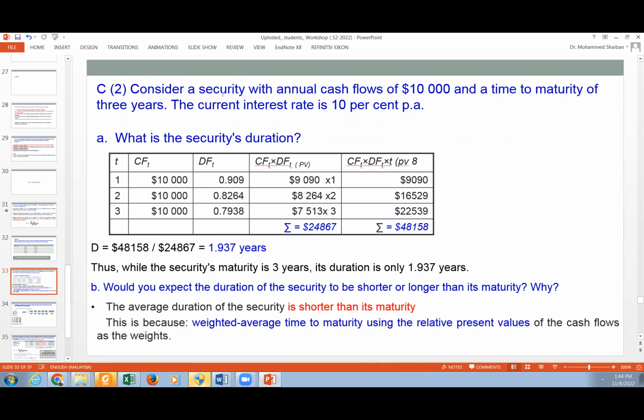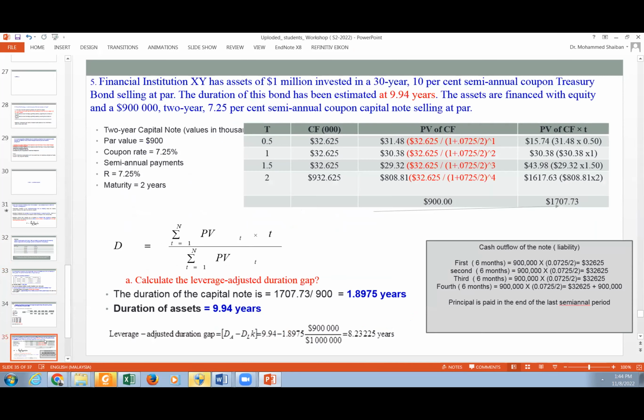This is another question, which is consider a security with annual cash flow of 10,000, and they want us to calculate the duration of it, and we already calculated because we divided according to 3 years. We discounted according to discount rate, and then we get the duration of 1937. If you go to this question, this is the core question here.